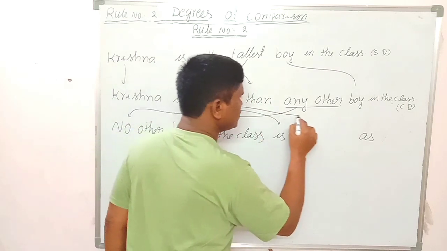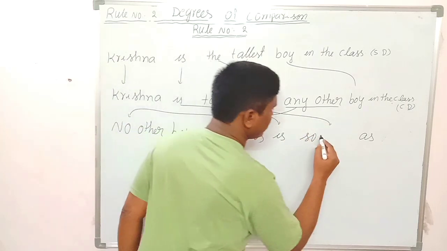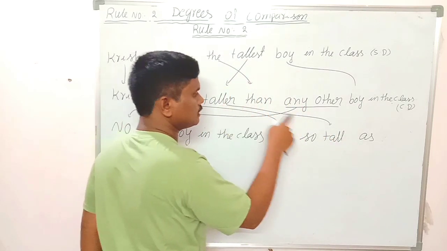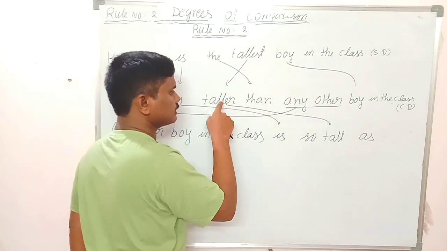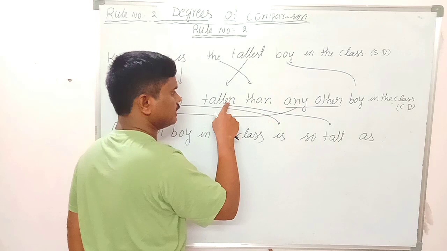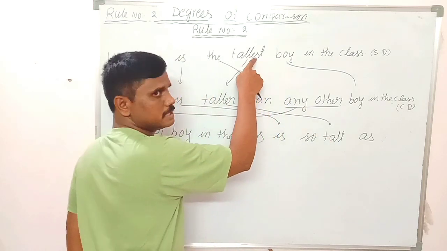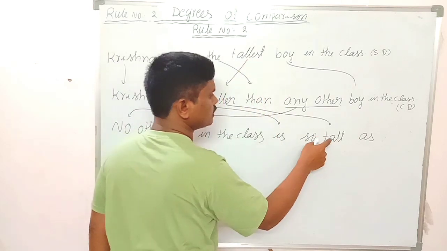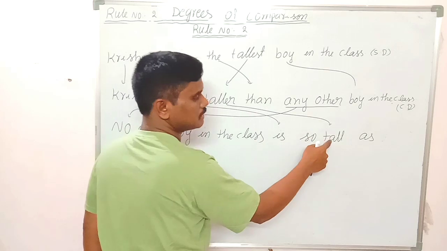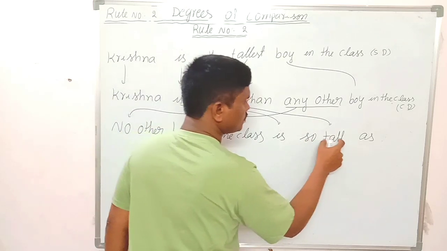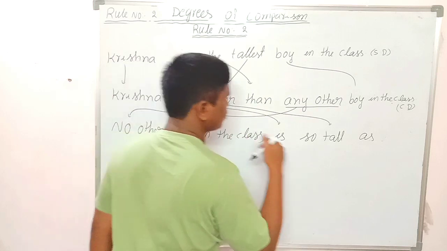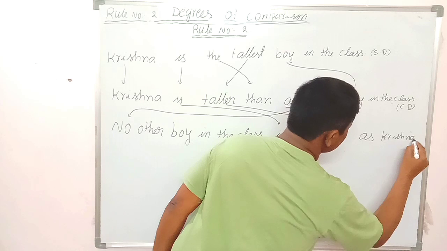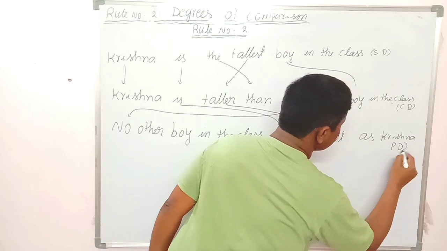Next, this adjective 2 changes to adjective 1, that is tall. Tallest, taller, tall. Greatest, greater, great. Highest, higher, high. Most difficult, more difficult, difficult. Best, better, good. Tall, taller, tallest. Here tall is adjective 1. So tall as, and whatever the subject we find, we write the subject here as it is, that is Krishna. This is the positive degree sentence.